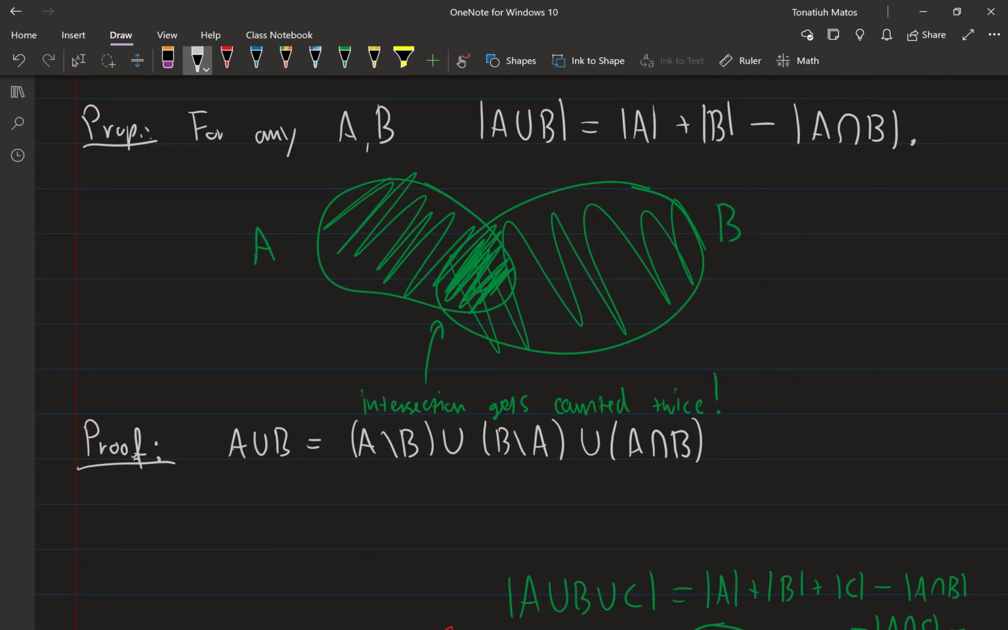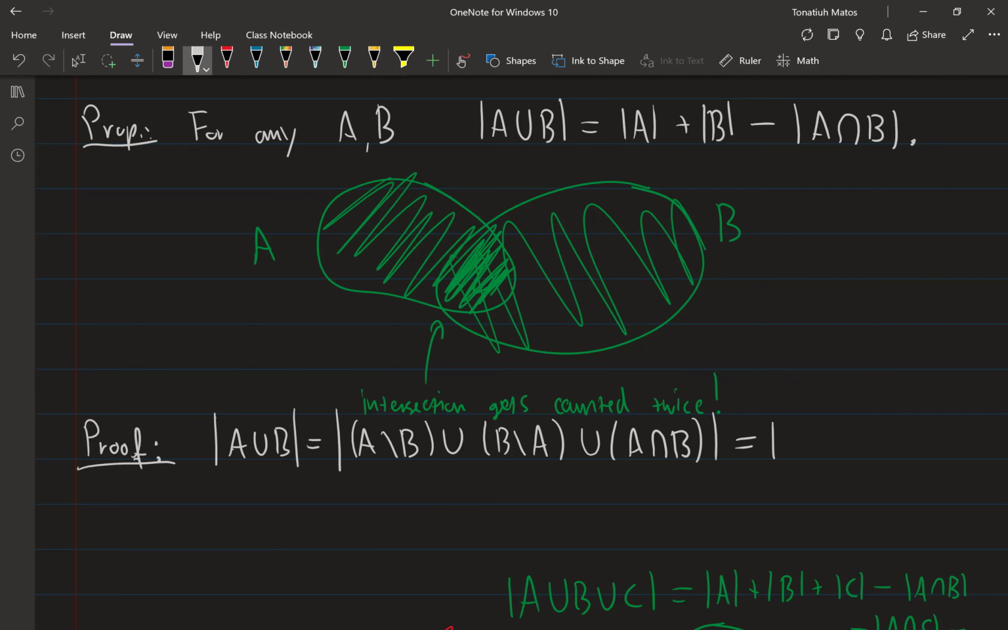Something is in A union B if it's either only in A or only in B or in both. And these unions are all disjoint, because this one has nothing of B, but this one is a subset of B, and this one has something of both. So all of these are pairwise disjoint, meaning if I take the cardinality, all I have to do is split this.